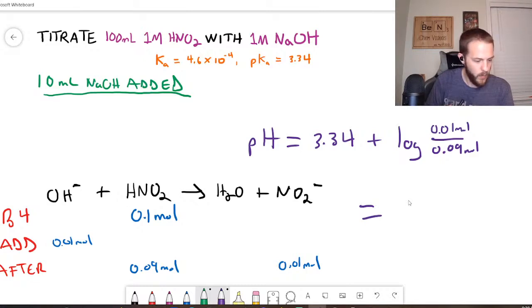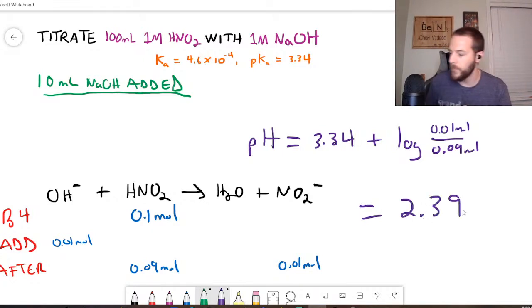The value that I got was 2.39. Looks like Damien got the same thing.